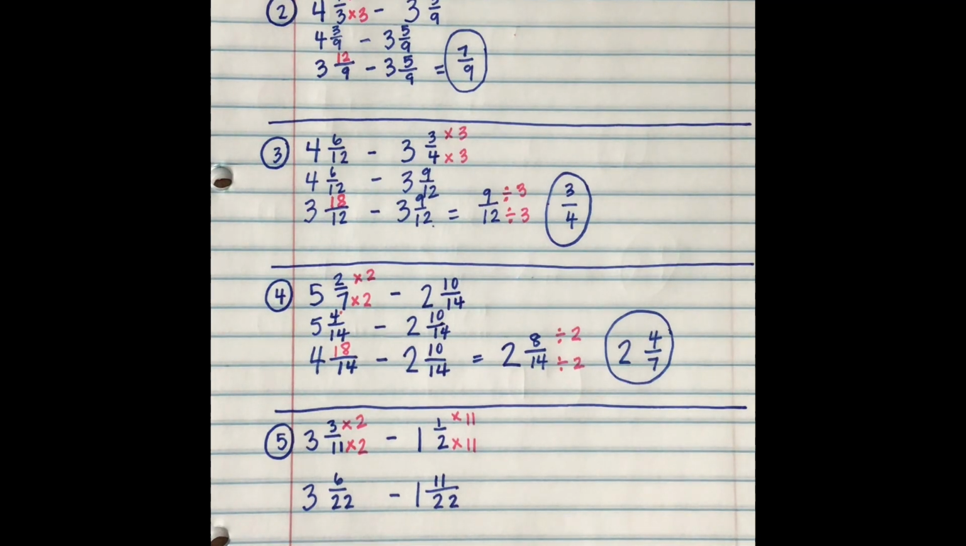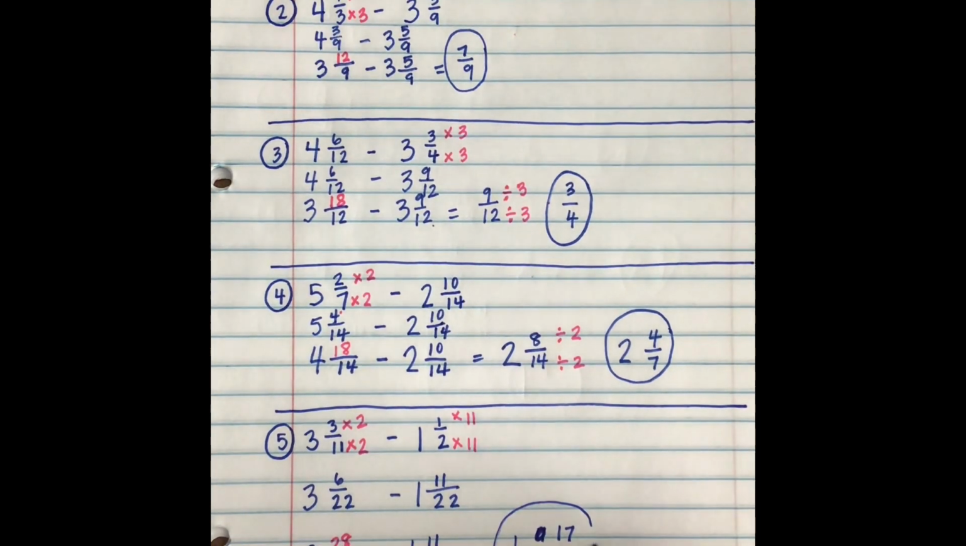All right, so we have the same problem. 6 minus 11, I can't do that. So I have to borrow a whole. So this is going to be 2. 22 plus 6 is going to give me 28 over 22 minus 1 and 11 over 22. So now I'm going to do 2 minus 1 is just 1. 28 minus 11 is 17. Didn't do a very good job there. And then 22 is my denominator. Hope that helps you.